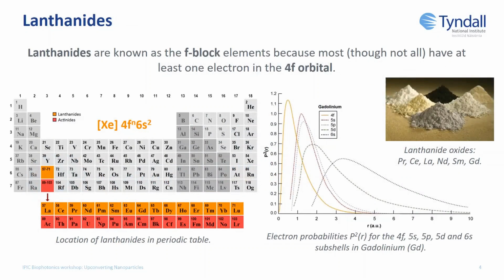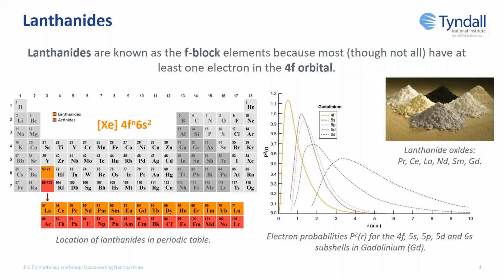And if we look at the periodic table, the lanthanides are typically located below the periodic table, and they contain 15 elements from element 57 through to 71. And what's special about them is that they have at least one electron in the 4f orbital, or at least the majority of them do.